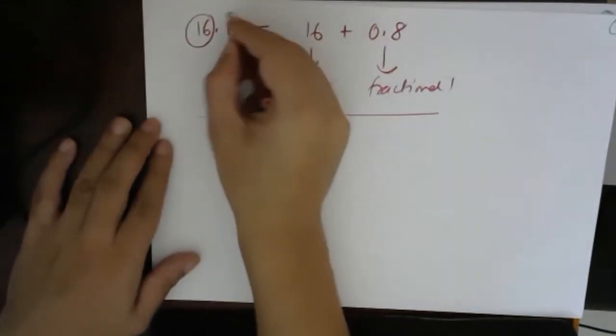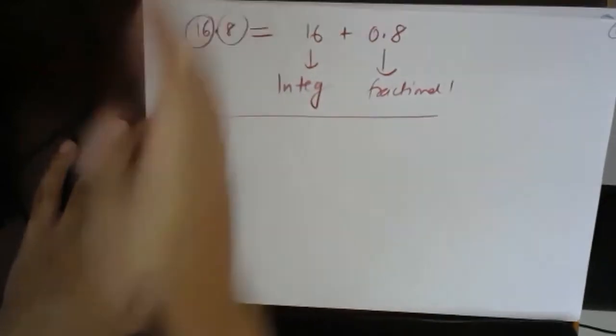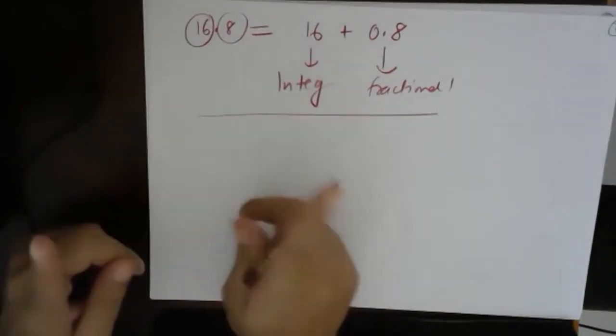Whatever is outside after the decimal will be the fractional part. Whatever is before the decimal is the integer part, and whatever is after that will be fractional. Understood? Before decimal, integral part; after decimal, fractional part. Okay.